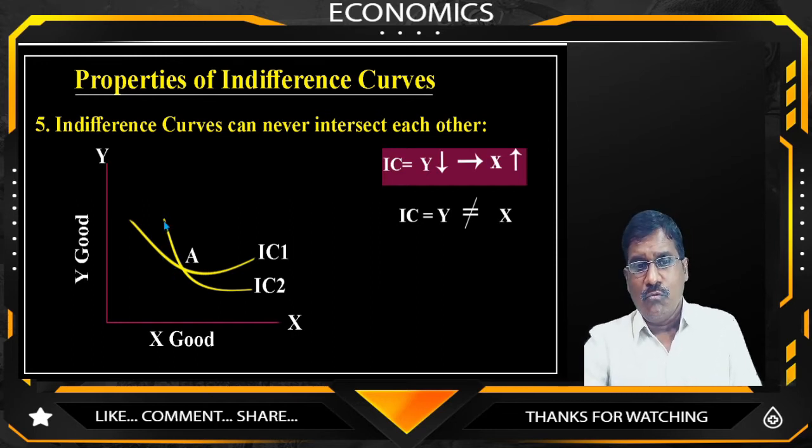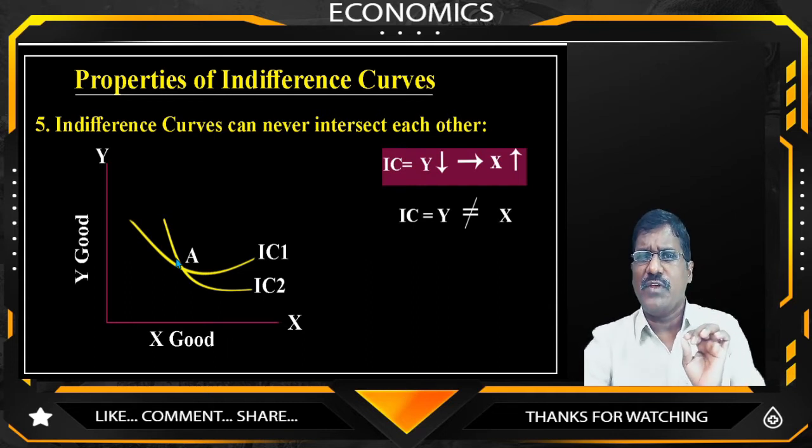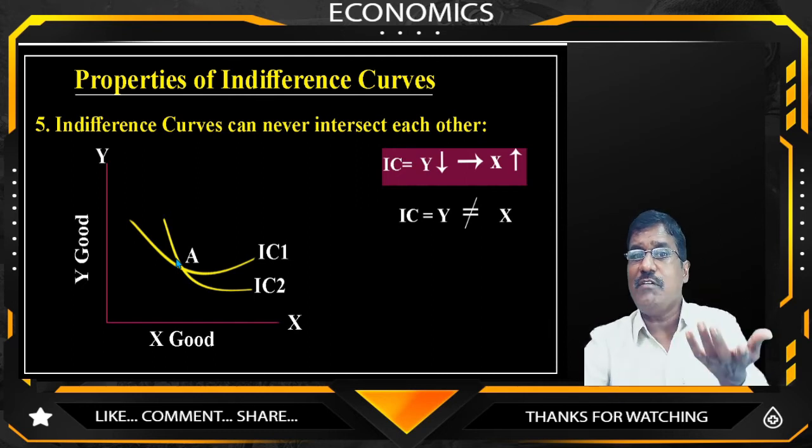Where the two curves intersect each other, the satisfaction will be equal. But according to the indifference curve, the satisfaction of any two curves will not be equal. One is higher and another one is lower. Lower and higher will appear.